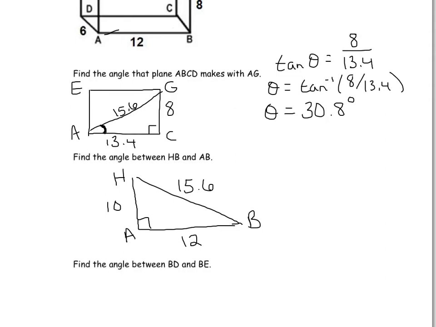We're trying to find the angle between HB and AB. So we're looking for this angle right here. That's going to be my theta. That's my unknown. Might as well use tangent. It's easy. Tangent is opposite over adjacent. Opposite to that angle is 10, and 12 is the adjacent.